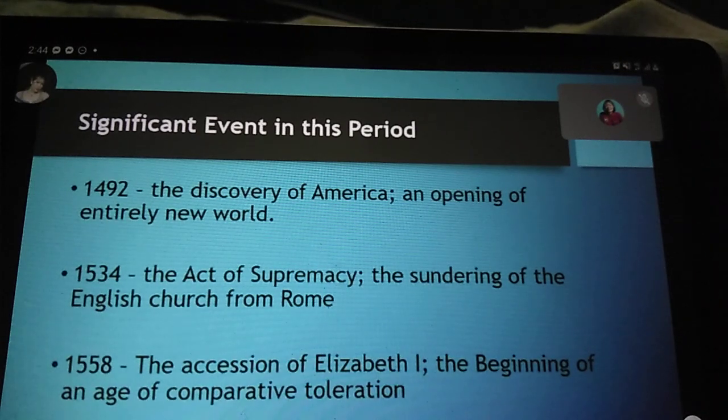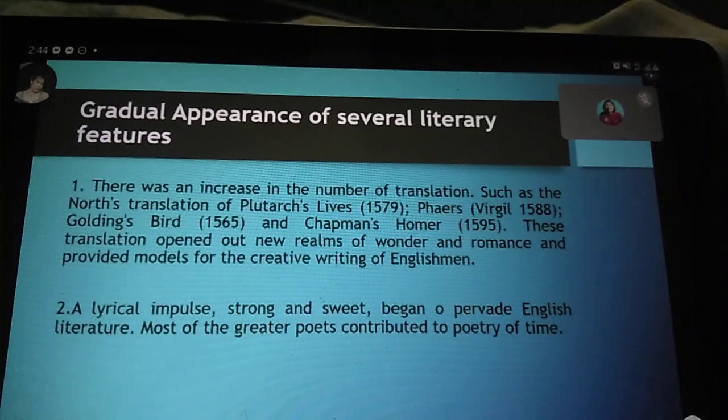And the next one is 1558, the accession of Elizabeth I, the beginning of an age of comparative toleration. Then after that is the gradual appearance of several literary features. Number one, there was an increase in the number of translations, such as North's translation of Plutarch's Lives in 1579, Golding's Ovid in 1565, and Chapman's Homer in 1595. These translations opened out new realms of wonder and romance. And because of these translations, they provided reference for the creative writing of Englishmen.